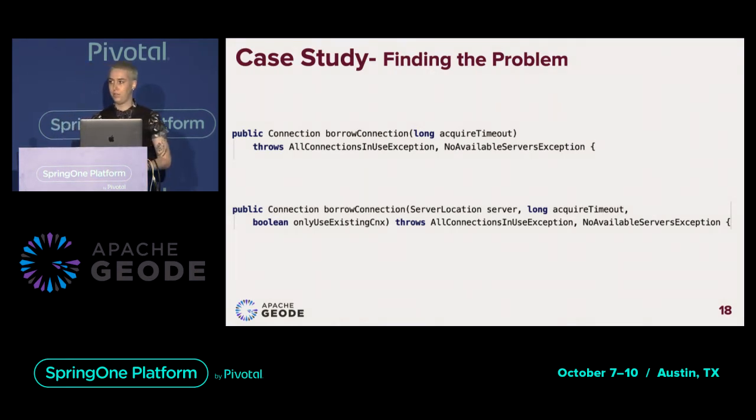We also have two implementations of borrow connection, one of which takes a connection to a specific server and returns a connection to that server. The other one just takes a timeout and returns a connection to any available server. And that's the one that I'm going to be focusing on here, because it's a little bit of a simpler implementation.